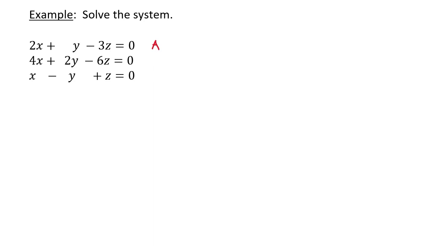In this example, we're going to solve the system. Equation A is 2x plus y minus 3z equals 0. Equation B is 4x plus 2y minus 6z equals 0. And equation C is x minus y plus z equals 0.